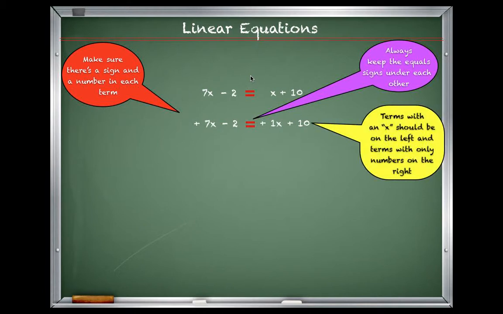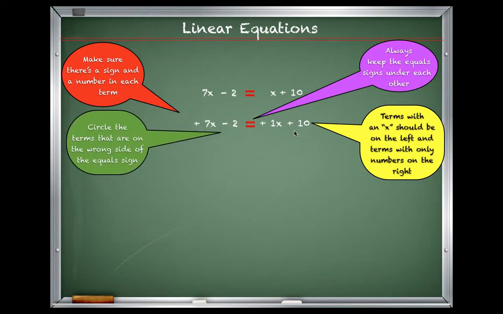So our rule when solving linear equations is that any term that has a letter in it goes to the left side of the equals, and any term with just a number should be on the other side of the equals, the right side of the equals. So we're going to circle the terms that are on the wrong side at the moment, and then we're going to move them over. So the 7x is fine where it is, so that stays. The 1x moves over, the 10 stays where it is, and the 2 moves over.